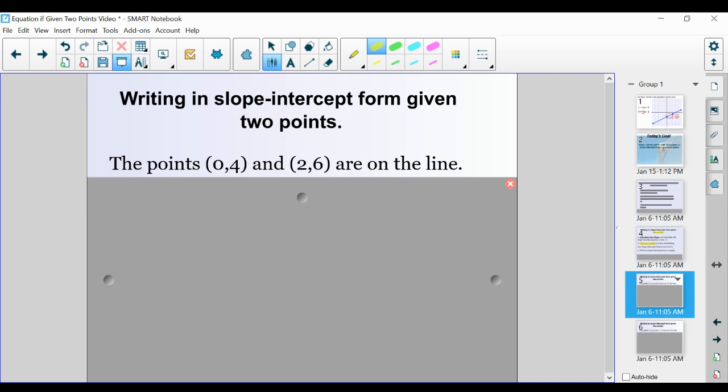Again, writing in slope-intercept form, if we're given 2 points, we are given that the points (0, 4) and (2, 6) are on the line. Let's think back to the steps. The first step we said we need to do is calculate the slope. We want to have the slope in slope-intercept form. So let's calculate it.